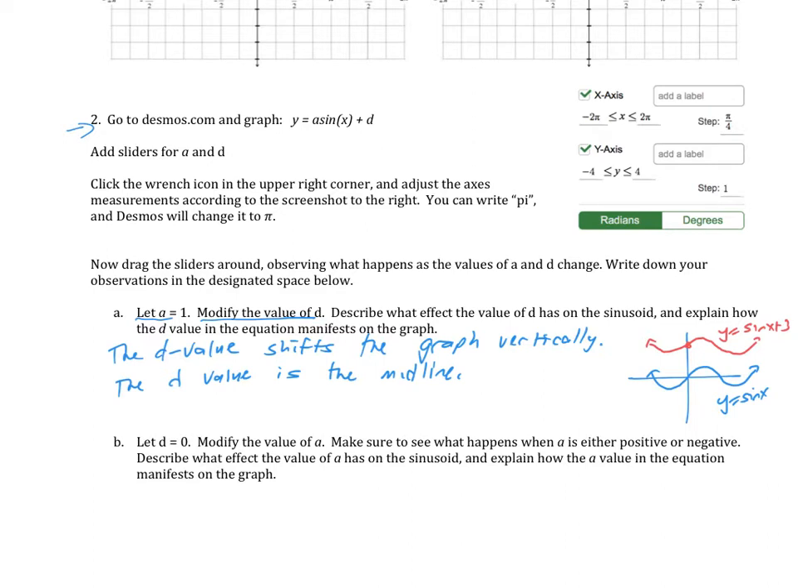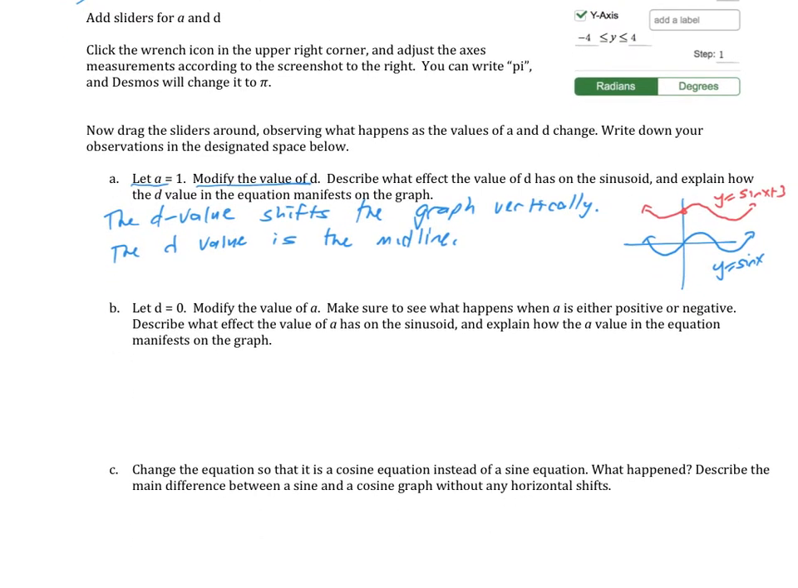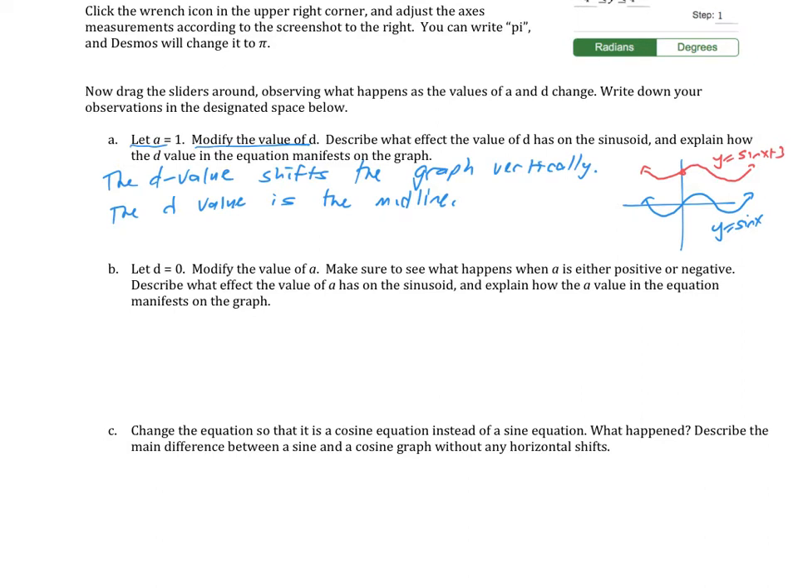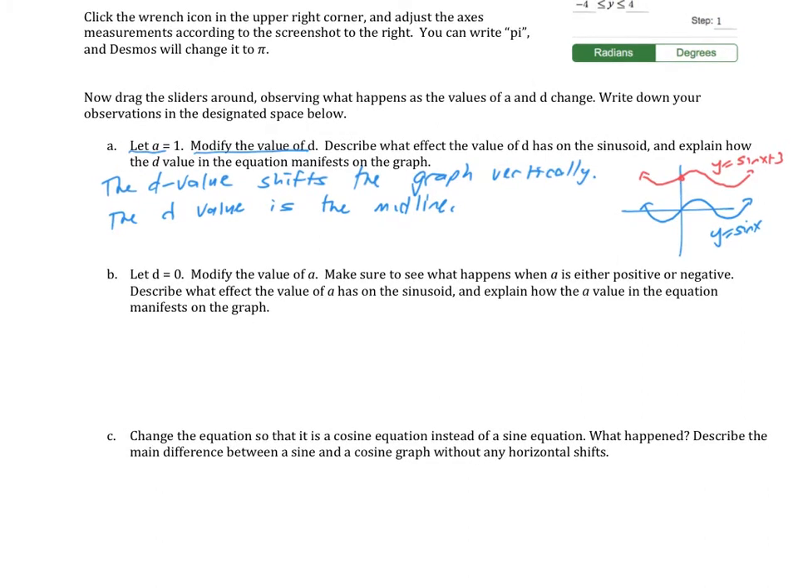In part B, you were asked to let D equal 0 and then modify the value of A, to see what happens when A is positive or negative, and describe what effect the value of A has on the sinusoid and how it manifests on the graph. So I'm going to summarize a few things that you should have discovered. So the absolute value of A is the amplitude of the graph. And I should explain what the amplitude is. The amplitude is the distance from the midline to the minimum or the midline to the maximum.